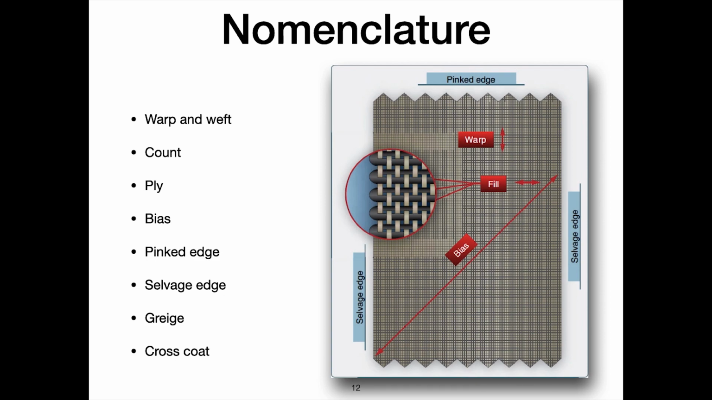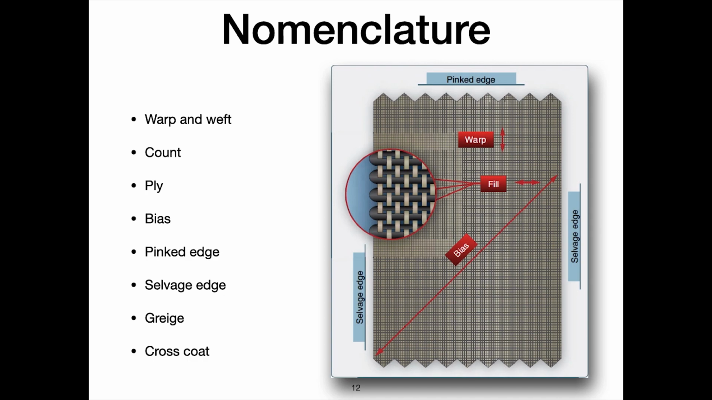Count is the number of threads per inch in warp or weft. Ply is the number of yarns making up the thread. Bias is a cut, fold, or seam made diagonally to the warp or weft threads.